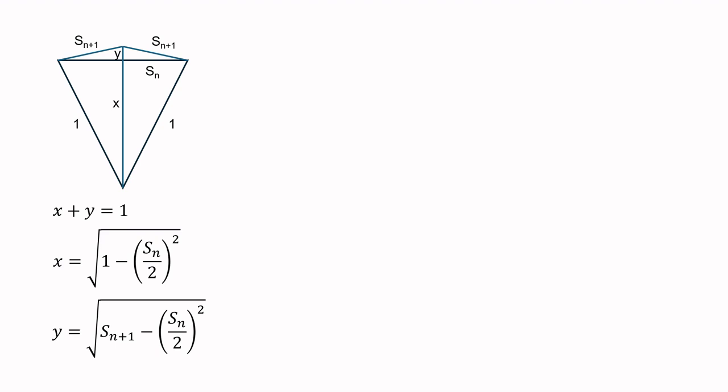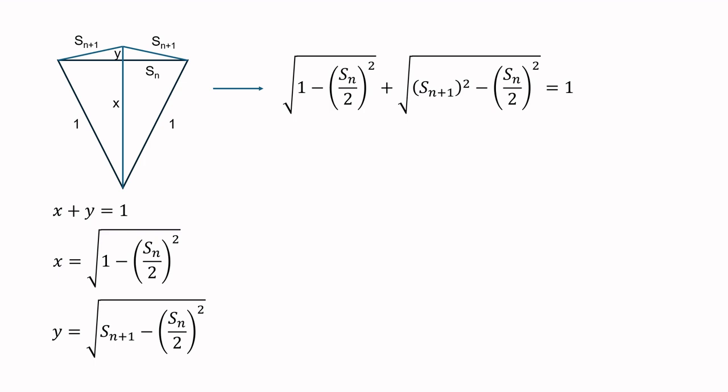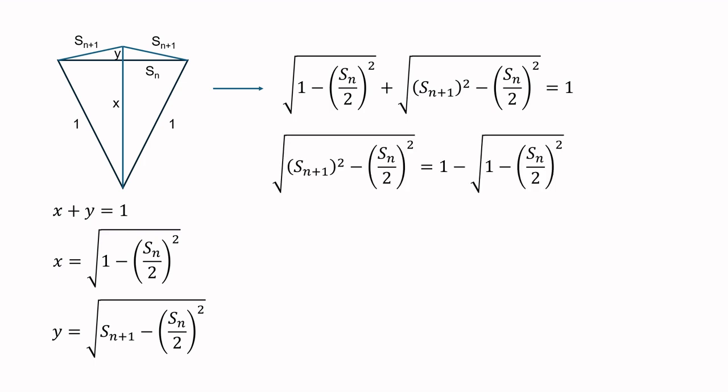So let's collect all this information here on the left side of the screen, and let's do substitution. So we substitute x and y into this equation, x plus y equals 1, and we get this larger equation. Now we need to solve that for Sn plus 1 as a function of Sn. So in order to do that, we will keep this second square root on the left hand side. We'll move that first square root to the right hand side. So we get the equation that's shown here now.